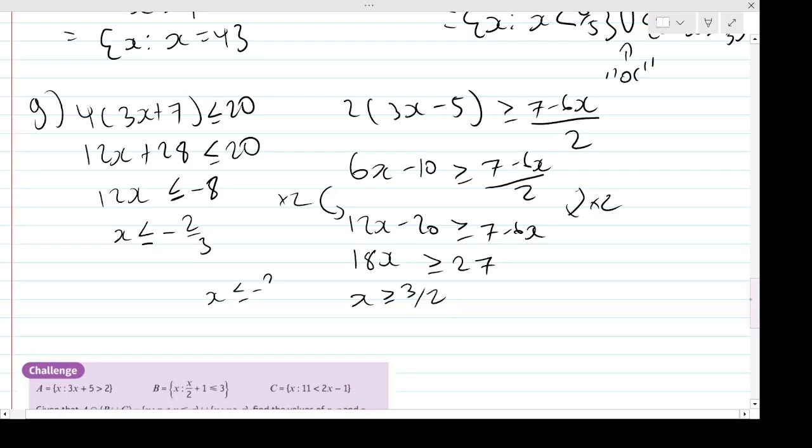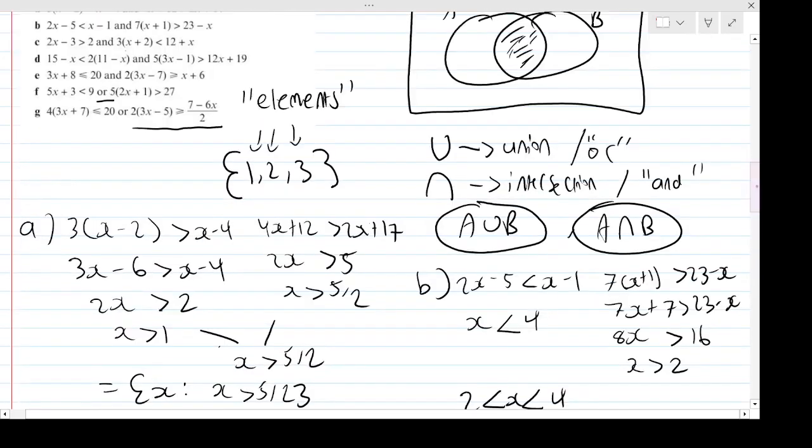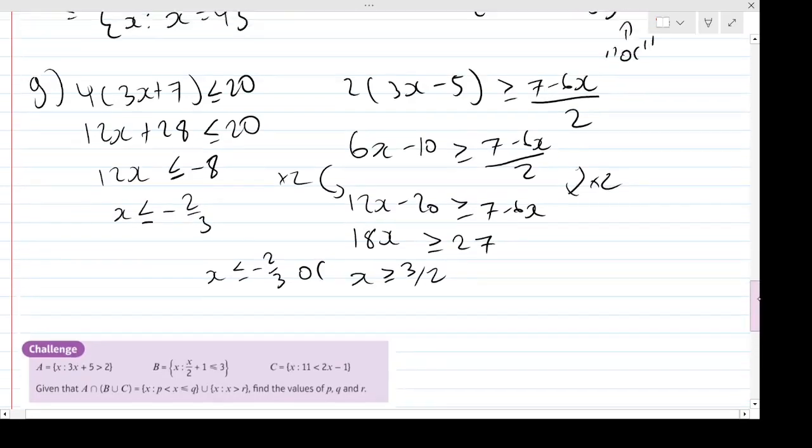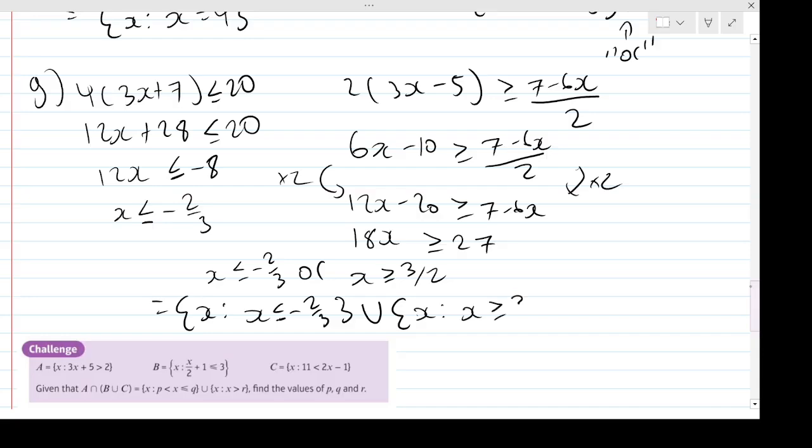So x is less than or equal to minus 2/3, or, because it's saying or this time, x is greater than or equal to 3 over 2. So we have to split them up into two different inequalities. That would be the set of values of x such that x is less than or equal to minus 2/3. And then we have an or, so we need this U shape for or. That's what that shape means again. Or the other set of values of x such that x is greater than or equal to 3 over 2.